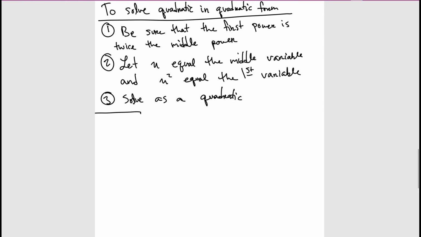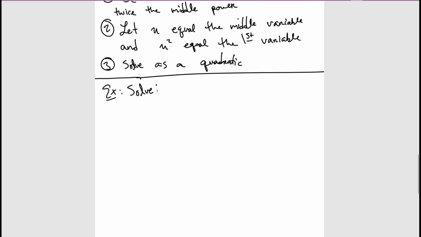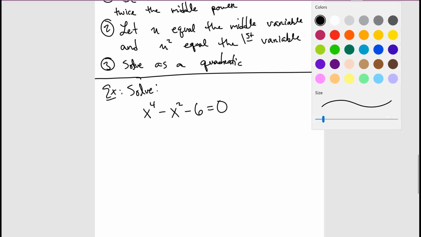Okay, so now let's do a couple of problems so that we can kind of get the gist of it. Let's say we say solve x to the fourth power minus x squared minus 6 is equal to 0. Why don't you try it out first, and then we'll go ahead and do it. You can pause the video if you want. I'll go ahead and continue this.